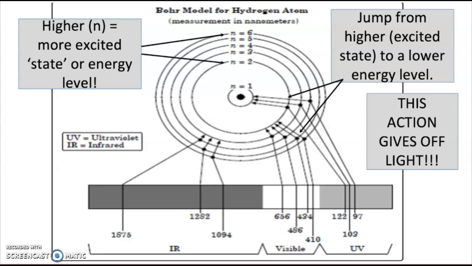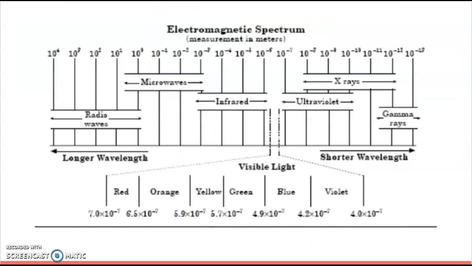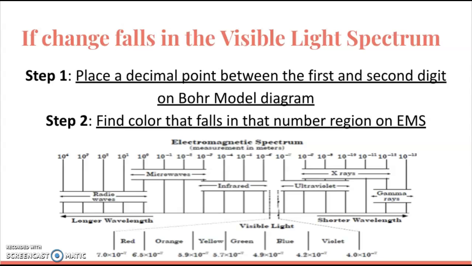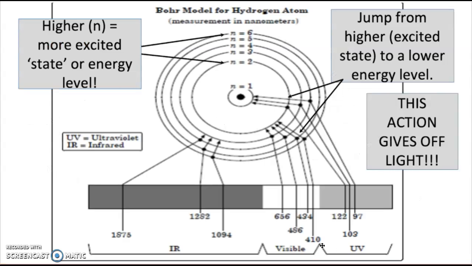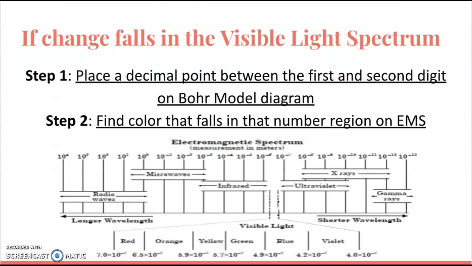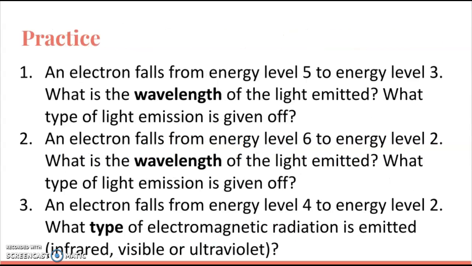Anytime anything falls in the visible spectrum, we then have to move to this guy here, all right? And how I do that is whatever my wavelength was, okay, for what we found, right? So if I look, let me go here, right? I found was 410. That means my wavelength is 410 nanometers. I'm going to place a decimal point between the first and second digits and find the color, right? So if I have 410, I'm going to put a decimal between, 4.10, and I find that it falls in my violet spectrum. All right. So what I want you guys to do is I want you to do these practice problems.